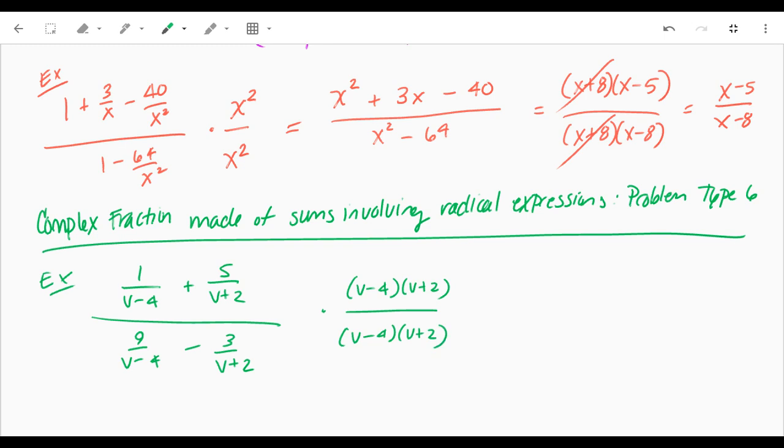Okay, distribute. One of those guys is always going to cancel out then. So when we do your 1 over v minus 4 times those two, the v minus 4s will cancel out. Okay, and we just have v plus 2.